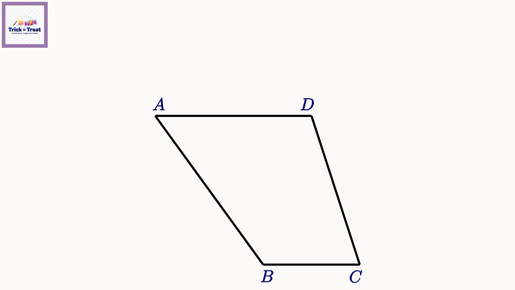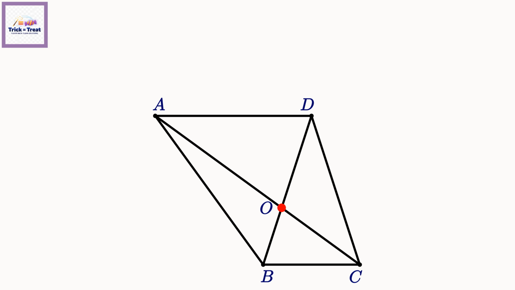Let's set the stage and look at our crime scene. We have a mysterious quadrilateral, A, B, C, D. Here are the clues we're working with. The diagonals cross paths at intersection point O.